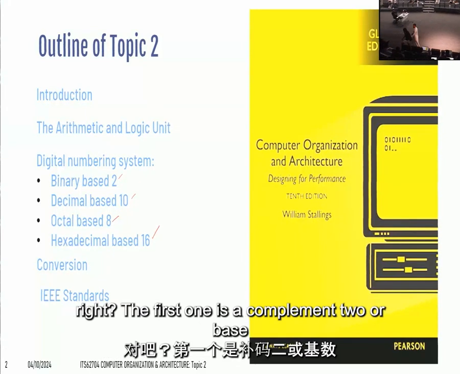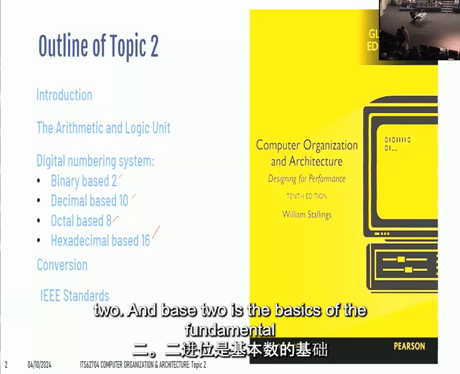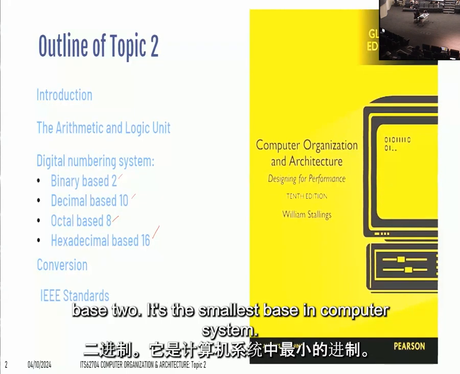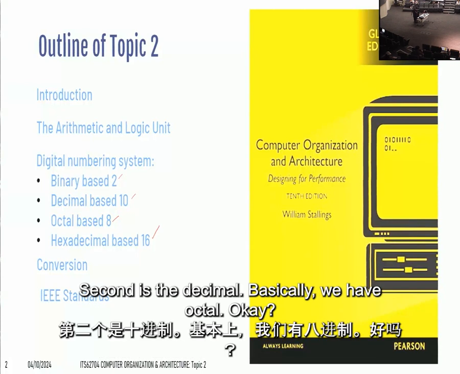The first one is complement 2, or base 2. Base 2 is the basics, the fundamental of the numerical system in computers. We call it binary, base 2. It's the smallest base in a computer system. Second is the decimal. Basically, we also have octal.